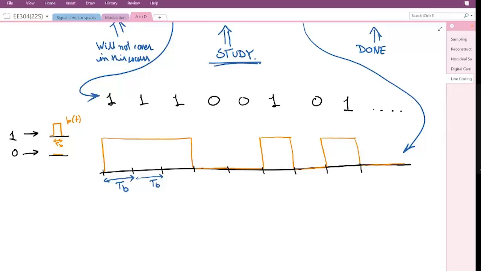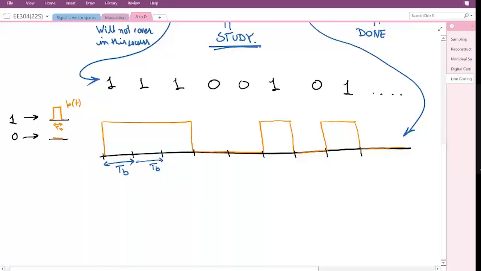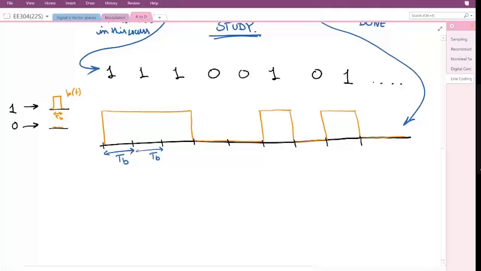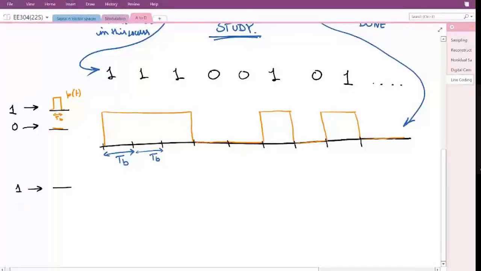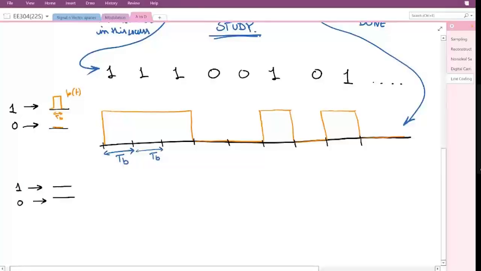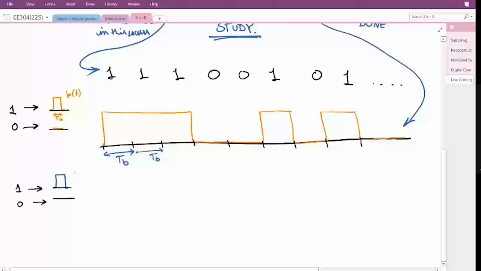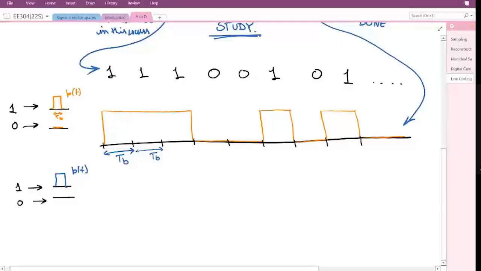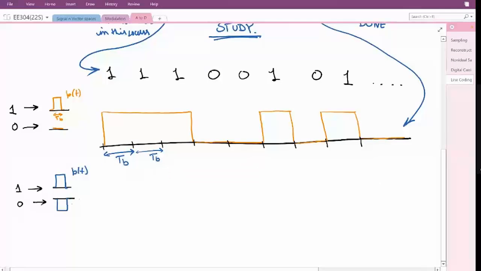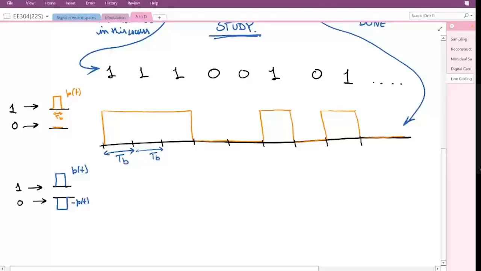Somewhat similar thing can happen if we map. There are various ways in which we can do the mapping. We can map for one and for zero, or we can map these two to different pulses. Okay, we can map 1 to p(t) like this, and then we can map 0 to minus p(t) like this. If this is the case, how is the resultant signal going to look like?